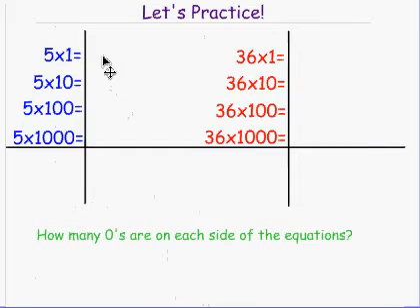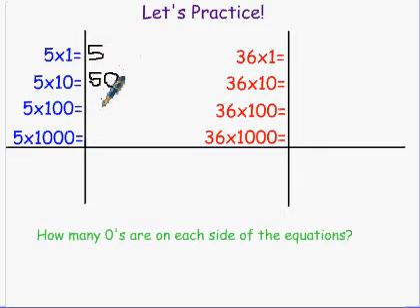Now we're going to do some practice on our own. How many zeros are on each side of the equations? Remember our patterns from earlier. 5 times 1, pretty easy. That is just going to be 5. 5 times 10, again, pretty simple. That's going to be 50. 5 times 100, that's going to be 500s. And 5 times 1,000 is going to be 5,000.